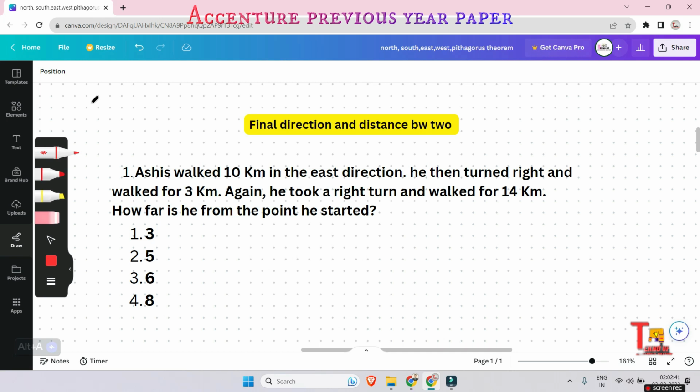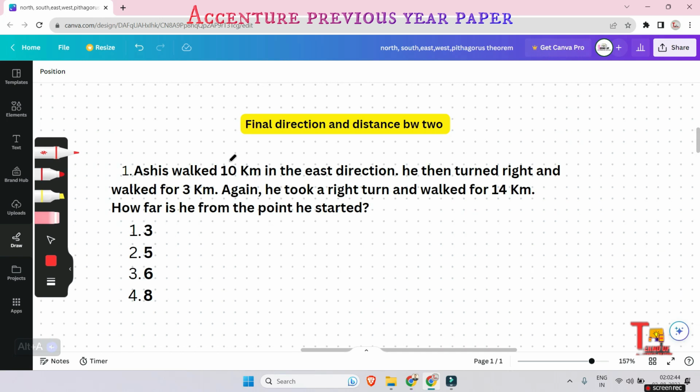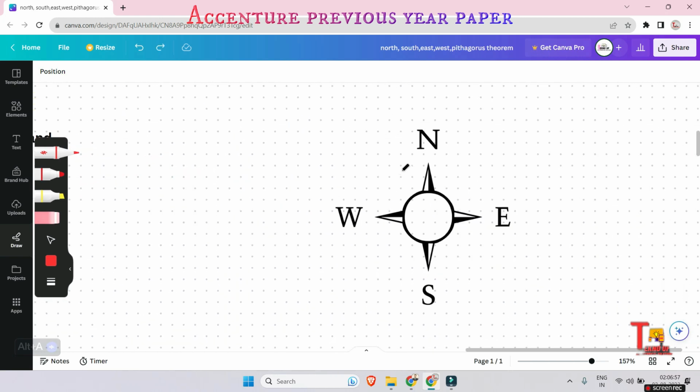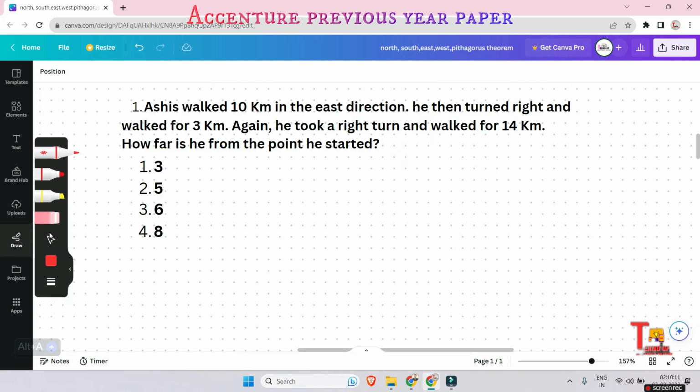Just a few things to know before solving this type of problem. The upper side is north, the lower side is south, the right side is east, and the left side is west. And if the clock rotates this way, this is clockwise and this is anti-clockwise rotation. Ashish walked 10 kilometers in the east direction, so east means towards this direction. Towards this direction, Ashish walked for 10 kilometers and he turned right and walked for 3 kilometers.